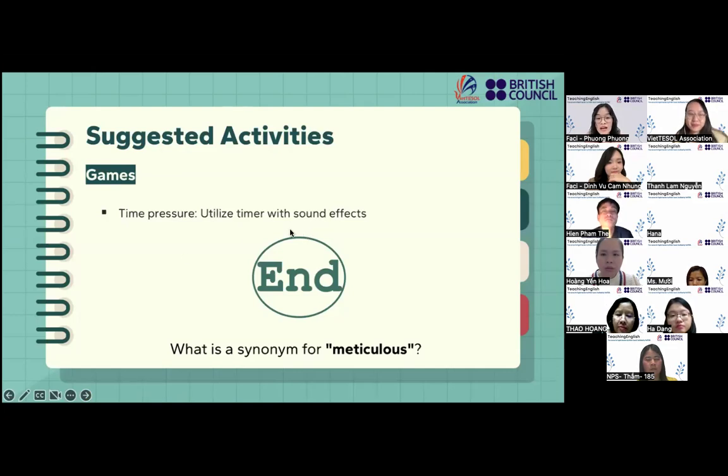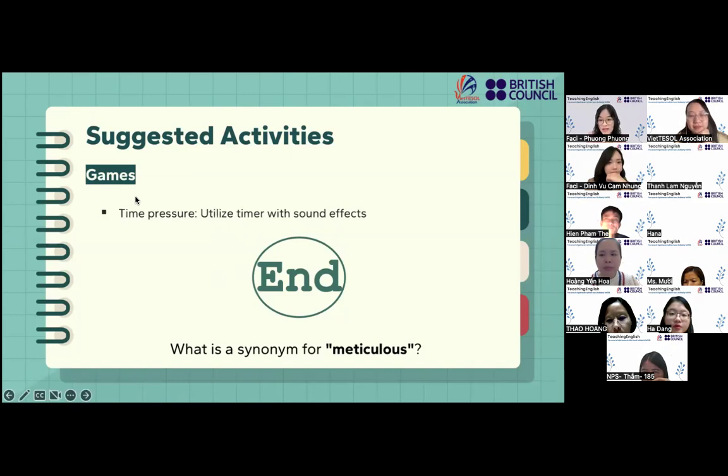So utilize timers with sound effects. You can use the pre-made timers from PowerPoint slides. This one I modified from PowerPoint slide timers that I downloaded from the internet. Or for a longer timer, you can also go on YouTube and look up timers with some background music to add more excitement to the lesson. So this is the first thing.